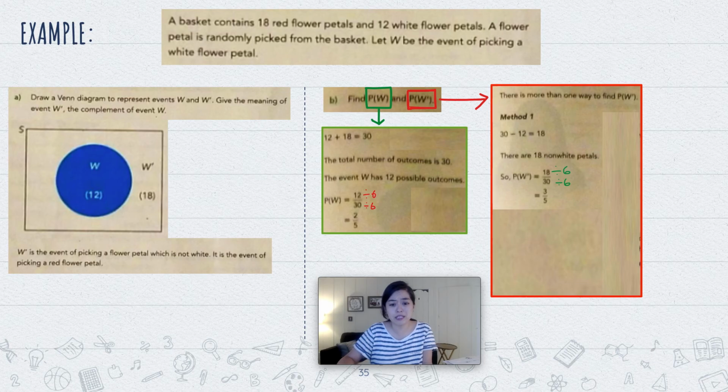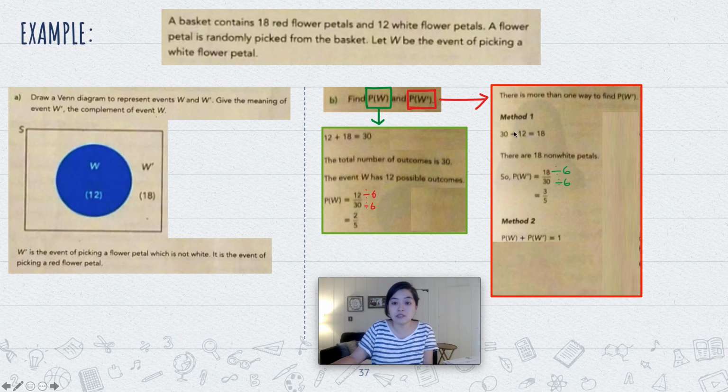So that's one method. Now another method is this. Remember this? The probability of an event plus the probability of the complement of the event is equal to 1. So let's input what we have.